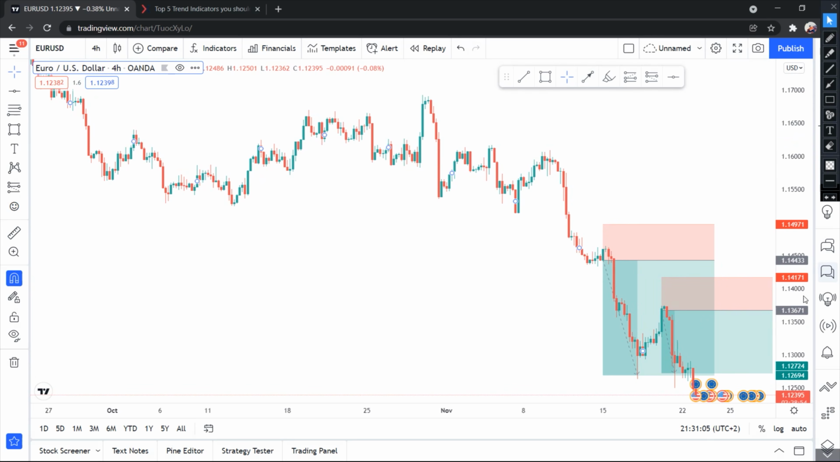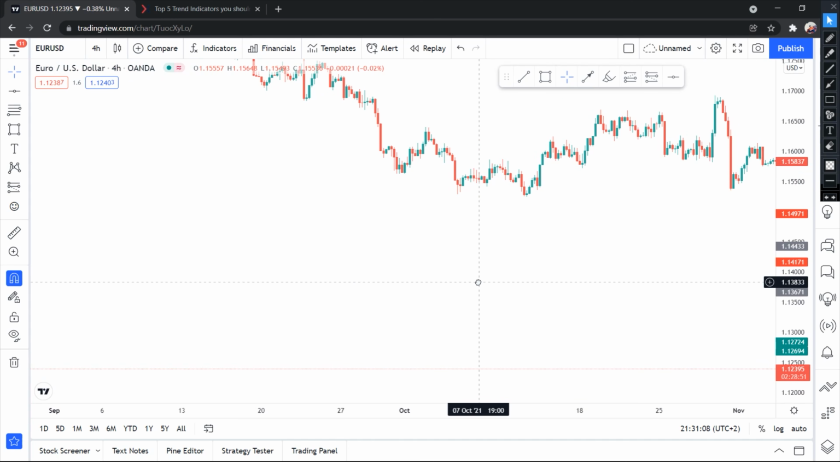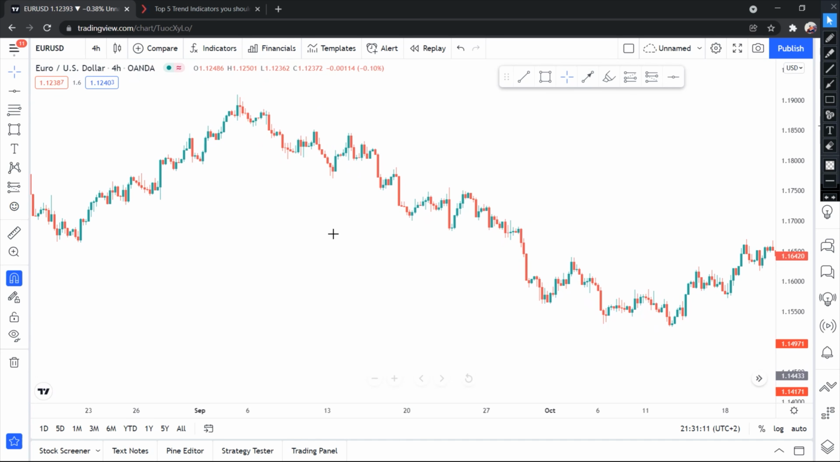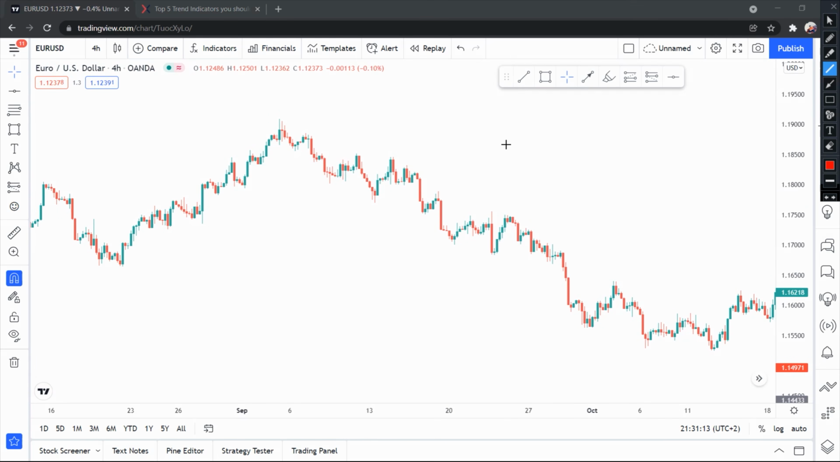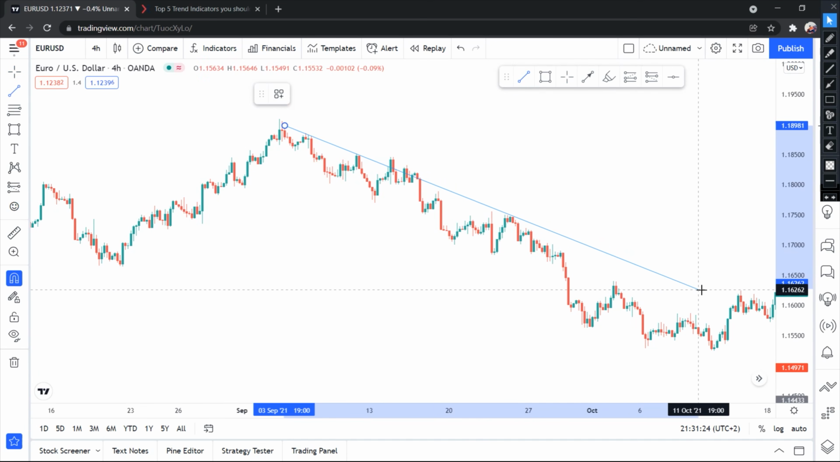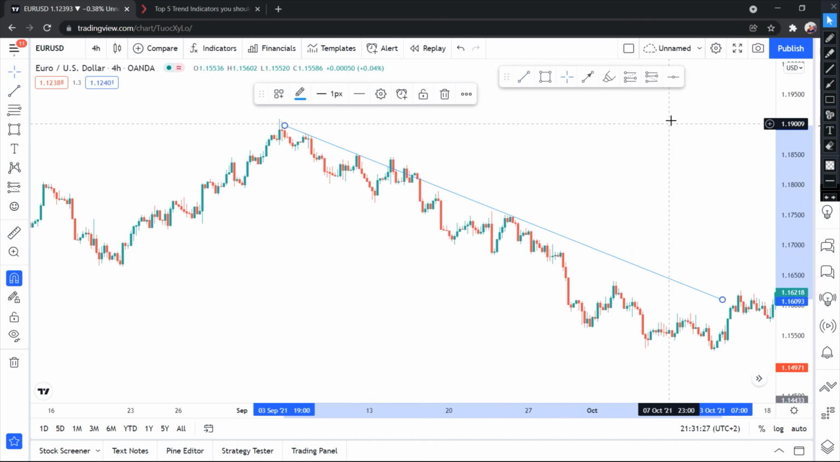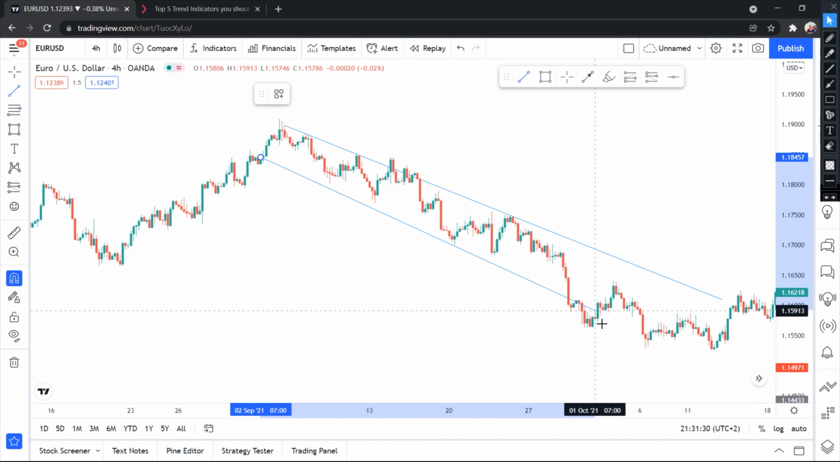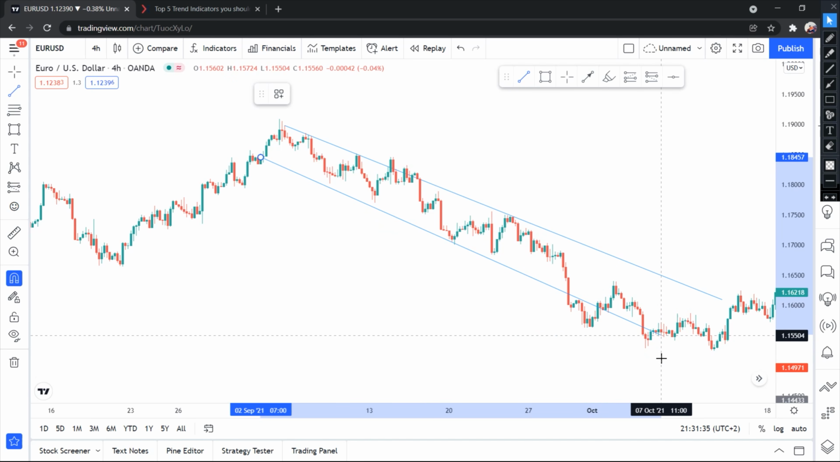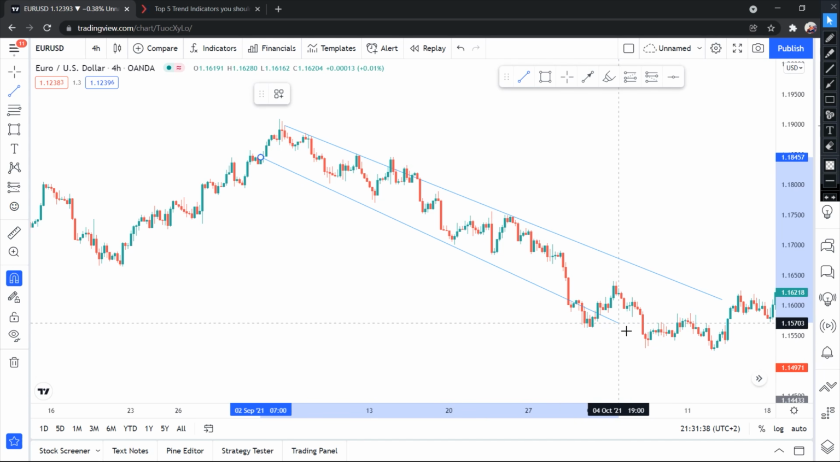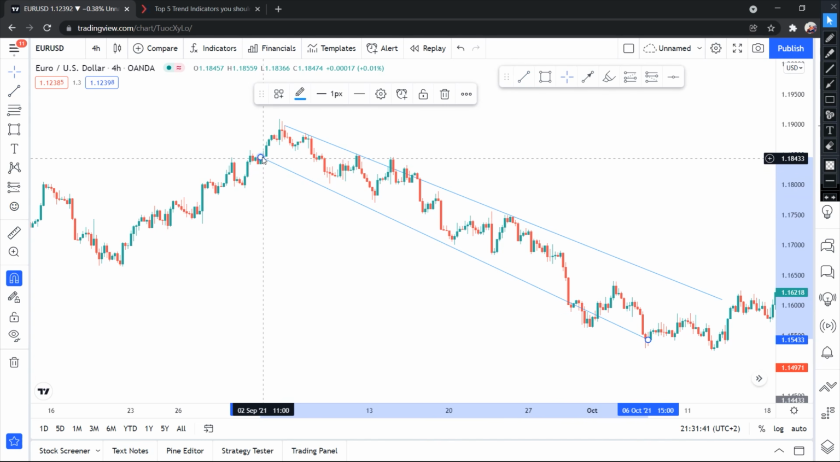So let's get back a little bit and see. Again, we can also consider this. And easier, we can also draw a trend line. We have a trend line. Let me use this one here. So we have a trend line here. Then we also have one more down to form a channel, okay? So these trend lines are supposed to be drawn accurately.